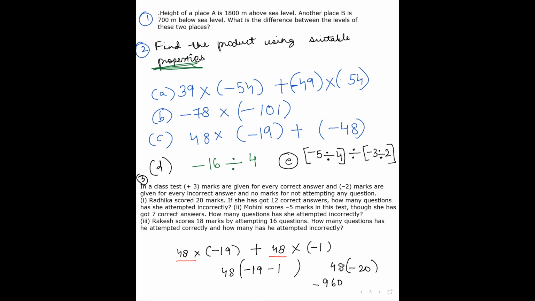So what if it was minus 48 multiplied by minus 19 plus positive 48? Will we write it as minus? No, you will just say 48 multiplied by 1 because it's positive 48. Getting it? So will we write it as 48 minus 48 multiplied by positive 1? No, 48 multiplied by 1 because you want plus 48, right?